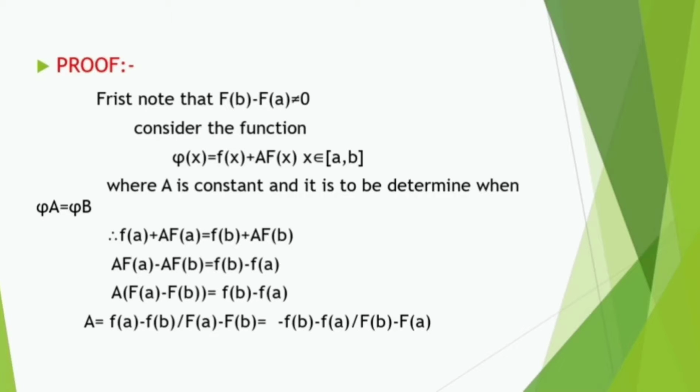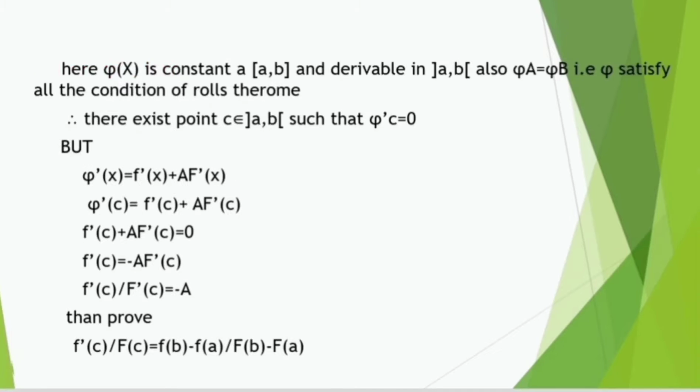Therefore, small f of a plus A F of a is equal to small f of b plus A F of b. A F of a minus A F of b is equal to small f of b minus f of a. A times (capital F of a minus F of b) is equal to small f of b minus f of a. A is equal to small f of b minus f of a upon capital F of a minus F of b, which is equal to minus (f of b minus f of a) upon capital F of b minus capital F of a.